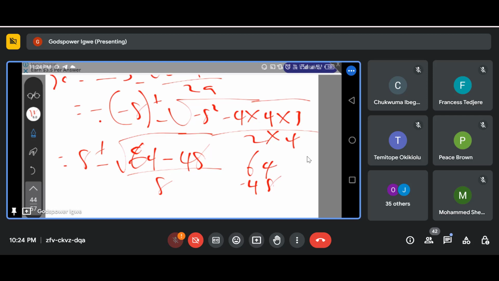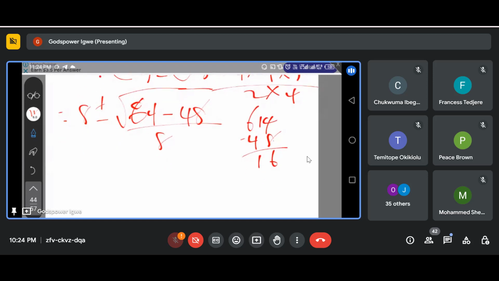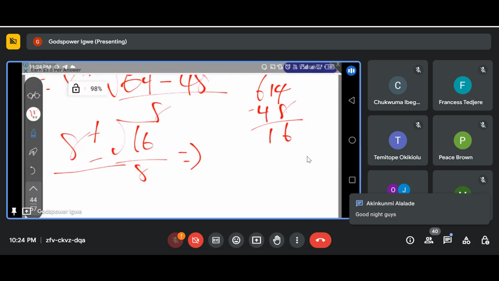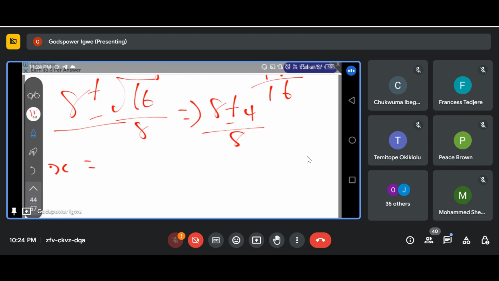So this is all over 8. Borrowing 1 here, 14 minus 8 is 6, and this is 16. So we have 8 plus or minus the square root of 16 all over 8. We know the square root of 16 to be 4. So this will be 8 plus or minus 4 all over 8. So our x is going to be 8 plus 4 all over 8, or 8 minus 4 all over 8.